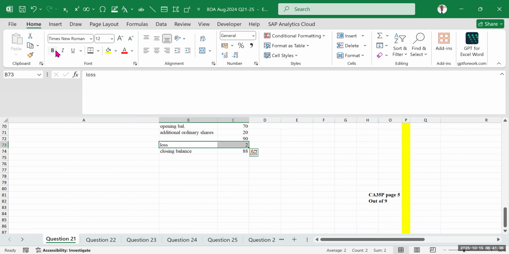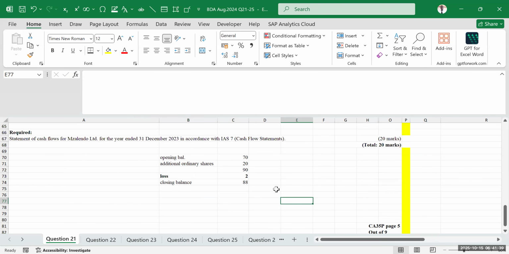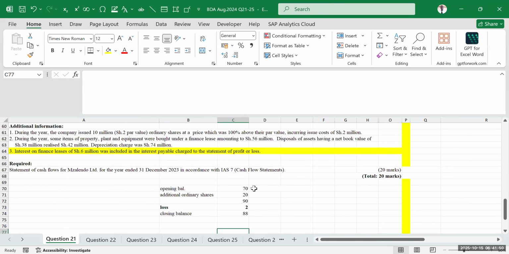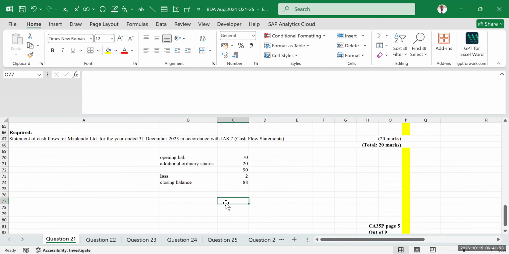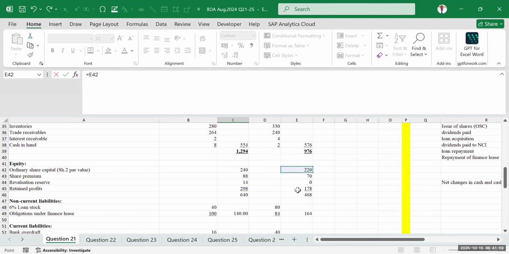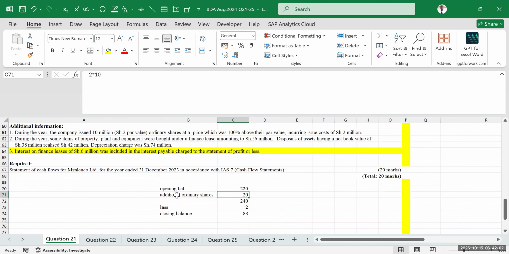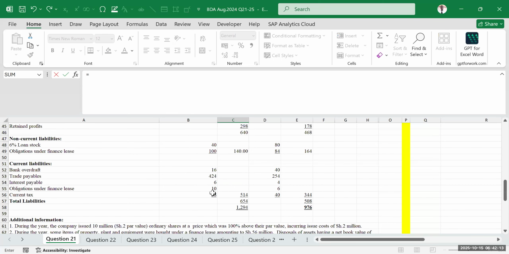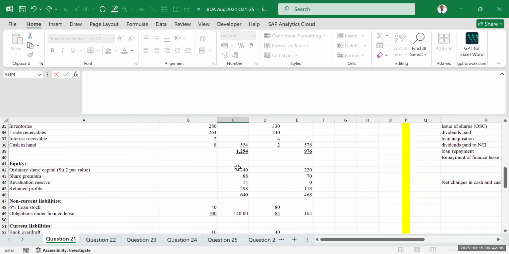Good. Then on the share premium. Oh, no, sorry. I was taking the values for share premiums for the ordinary shares. The ordinary shares are 220 and 240, not 70 and 90 and 88. No worries. I will go back and pick 220. Then the closing balance is 240. Instead of 88, make it 240. All right, I pick 240.